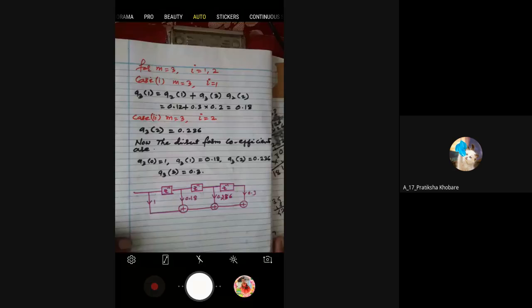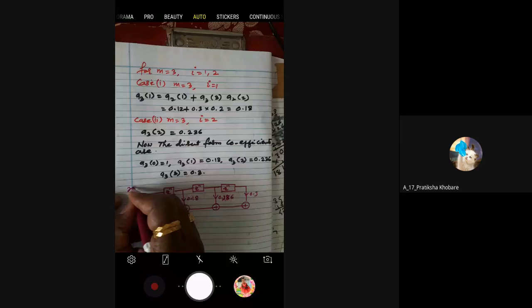Yes, sir. So this is how the diagram will look like. Okay. If I wanted to write a transfer function for this, कैसा लिख सकते हैं हम अभी इसको?